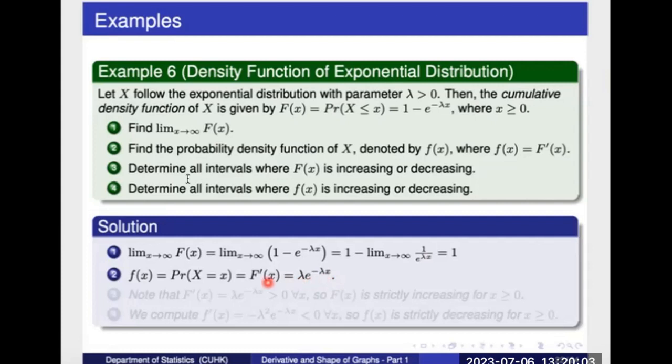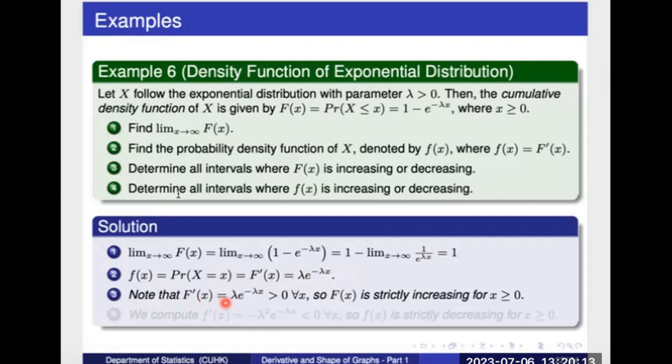To find the probability density function of X, denoted by f of x, we need to find the derivative of F, which is f of x equals lambda times e to the power of negative lambda x. This is the function that gives us the probability density of X at any given value. To find the intervals where F and f are increasing or decreasing, we need to examine their derivatives.